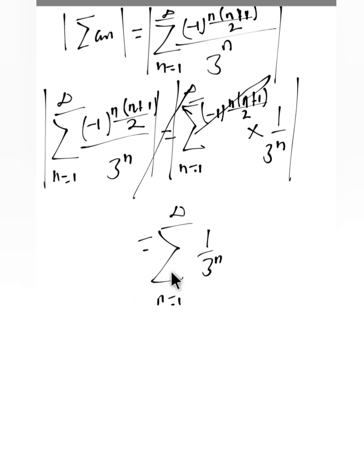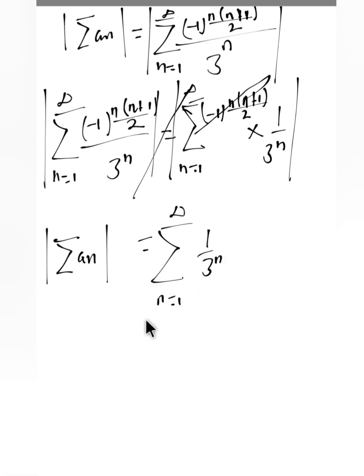So we are going to test if the series converges. Now remember that it is the absolute value of the summation of a_n that gives us this. We started from here and we are here now. So the absolute value of the summation of a_n is actually equal to the summation from n equals 1 to infinity of 1 over 3^n. Now let's test if this series converges.